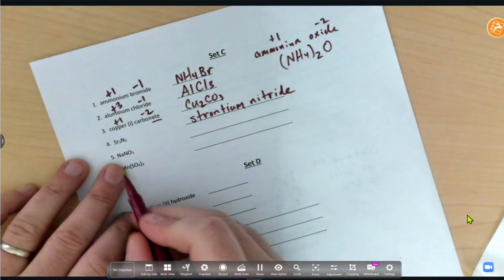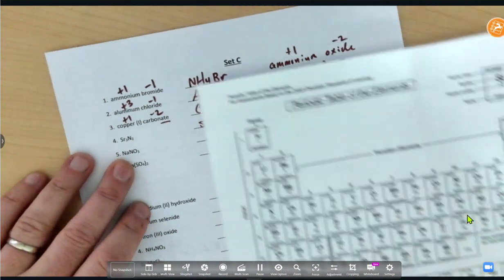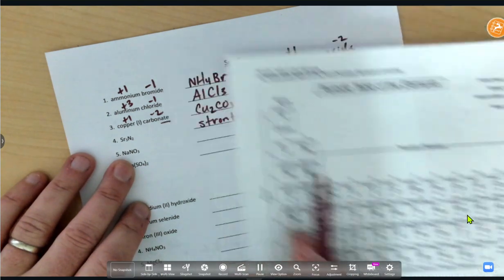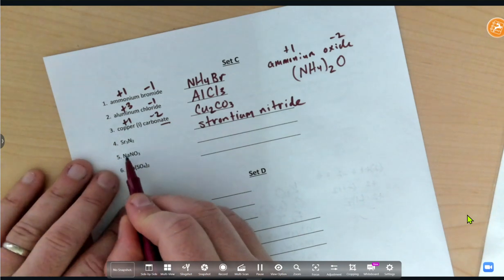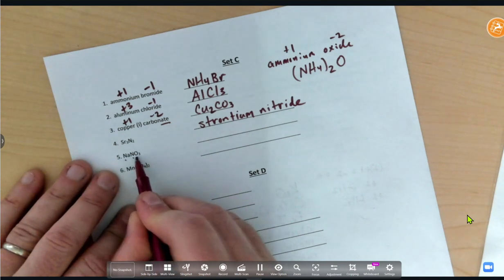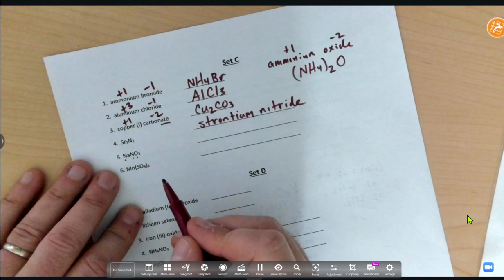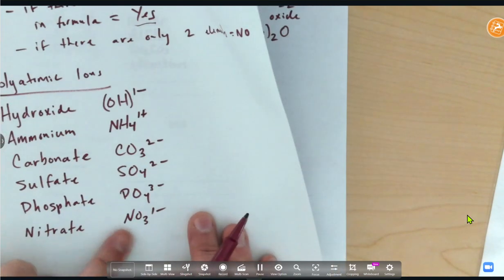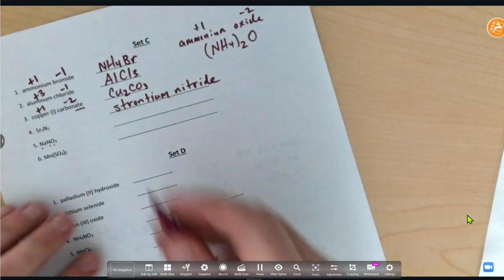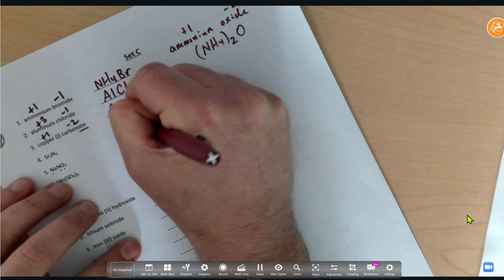Next, before we can name it, you got to find the metal on the periodic table. We've already looked at this one. Sodium is in group 1, so no Roman numeral needed. You'll notice we have a polyatomic ion because we have 1, 2, 3 elements. So I got to find what the name of the polyatomic ion that's NO3 is called. And, oh, right there it is, and it's called nitrate. So this is just sodium nitrate.